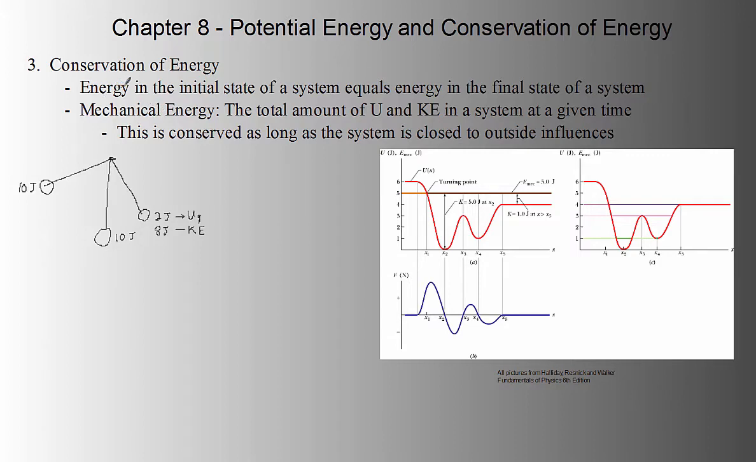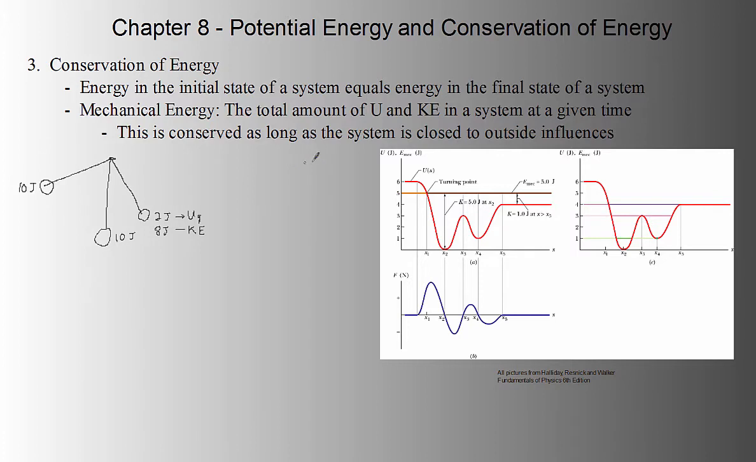You'll notice the energy in the initial state, which is up here, equals the energy in any final state, whether it's way at the bottom or midway in between. The energy is equal, 10 joules, 10 joules, 10 joules, anywhere. So that's saying that this energy is conserved as long as the system is closed to outside influences. If there was wind or air resistance or some other thing brought into the system, then the mechanical energy may change. But the problems we deal with, we keep them in a closed system.